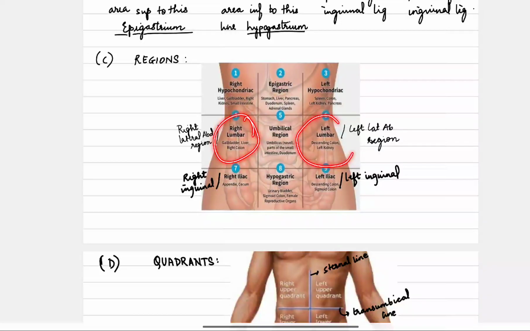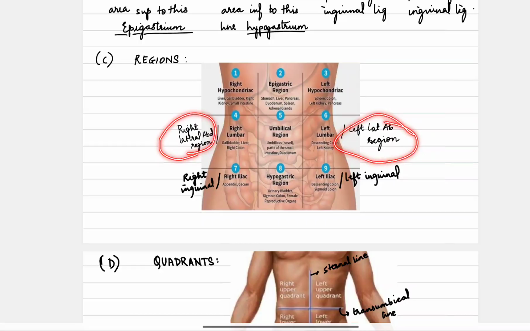Here there is the lumbar region, so the right and left lumbar regions, which are also called the right lateral abdominal region and left lateral abdominal region. And beside the hypogastric region, there are the right iliac or right inguinal, and left iliac or left inguinal regions.